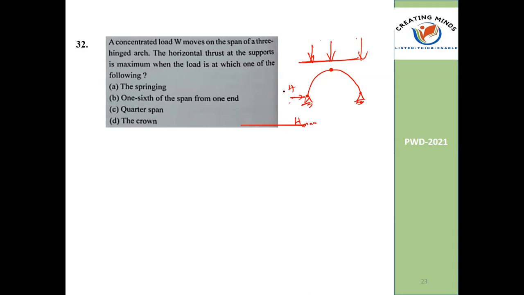See, it's a common sense question. Crown, sir. Yes, because if you take a crown, what happens? The bending moment will be zero for the load, so it is maximum. If you take the load elsewhere, that effect will come in. If you take it at crown, then only this effect will be eliminated, right? So now H value is more, right? So the option is C. Now the option is D, that is at crown.